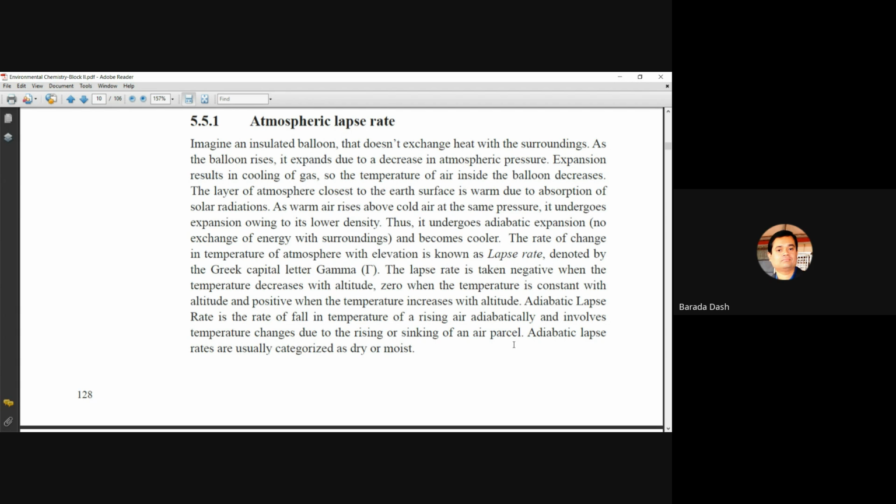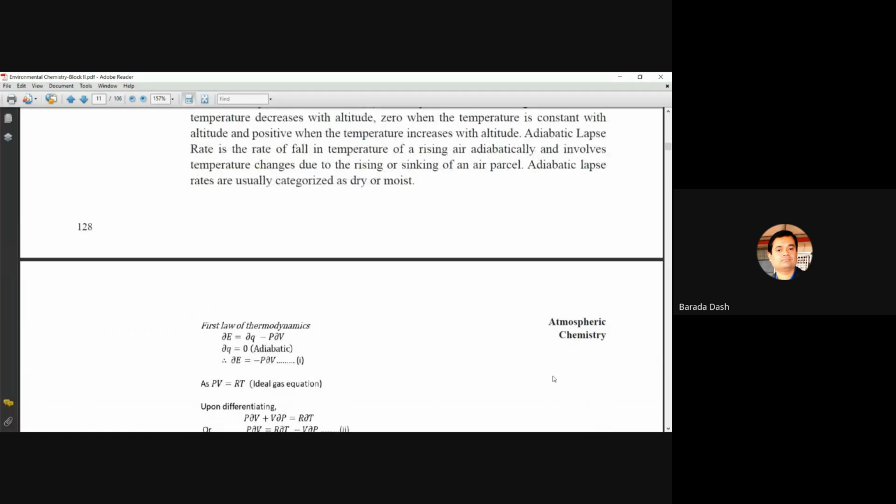When they go to the upper layer, there is a change in temperature, and that is called an air parcel. So an air parcel means air going up after being heated, and then it cools down in the upper atmosphere. Because of this transfer of temperature, it is called the adiabatic lapse rate.